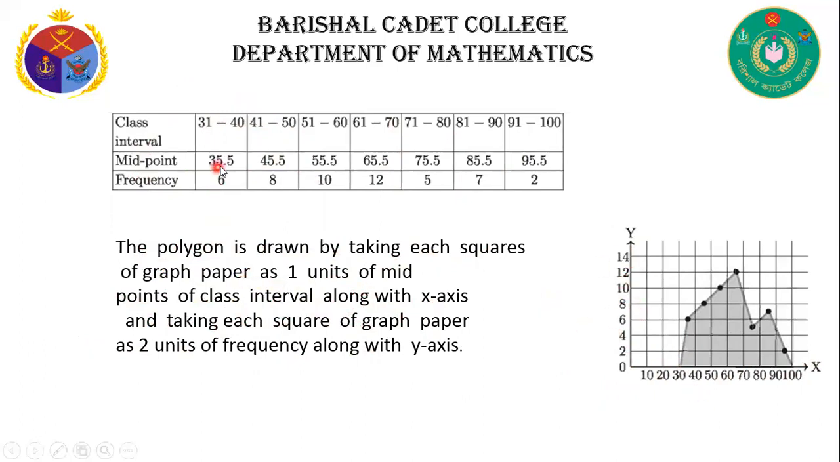Here the first midpoint is 35.5, then frequency 6. That's why we write 35.5 with frequency 6, and 45.5 with frequency 8. In the same way we find these points, and after that we join these points. Then this is the frequency polygon graph.